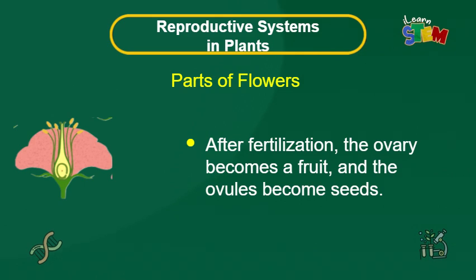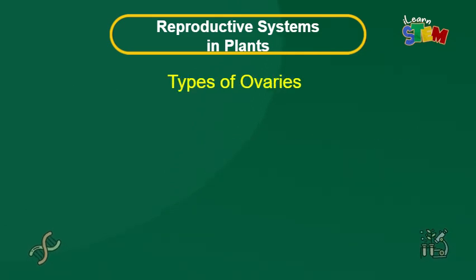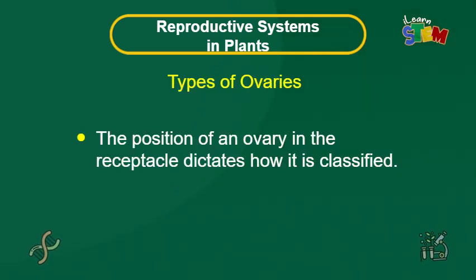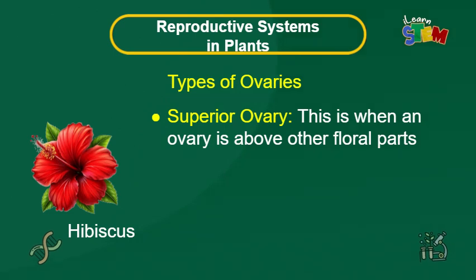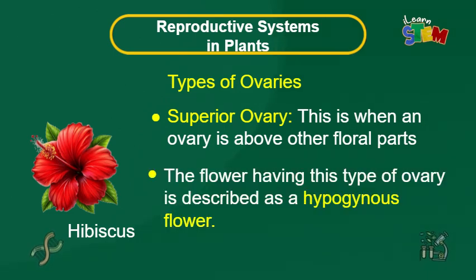Having seen the structure of a flower, let's discuss the types of ovaries. The position of an ovary in the receptacle dictates how it is classified. 1. Superior ovary. This is when an ovary is above other floral parts. An example is hibiscus. The flower having this type of ovary is described as a hypogynous flower.